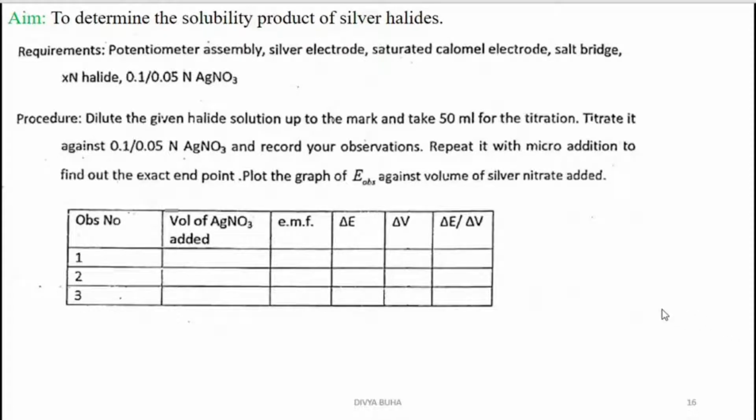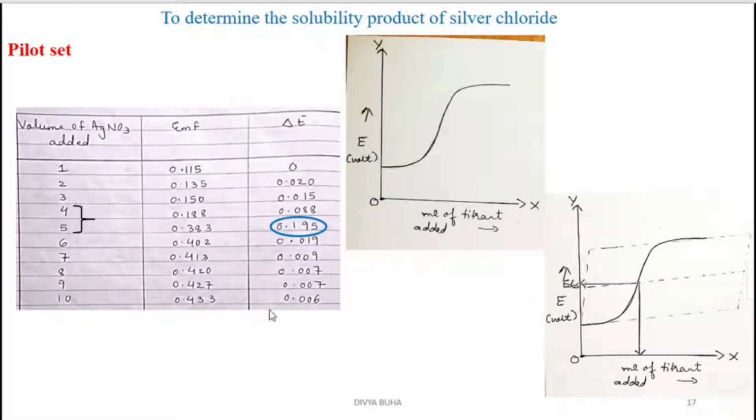So in this practical, first of all, you need to take 50 ml of the KCl if you are determining the solubility product of silver chloride. Then you need to titrate that KCl solution against 0.1 normal AgNO3 solution. Then you need to perform two sets. The first set would be the pilot set and the second set would be the micro set. So let us see first of all the pilot set. Over here in the pilot set, you have to add 1 ml of the AgNO3 and determine the EMF values.